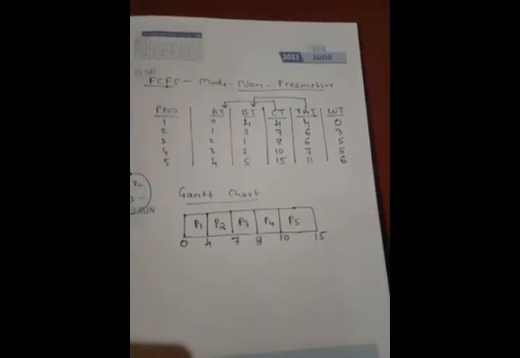Again, there is a formula: the difference between TAT and BT, or turnaround time and burst time. Now, what is the difference between turnaround time and burst time? 4 minus 4, 0. 6 minus 3, 3. 6 minus 1, 5. 7 minus 2, again 5. 11 minus 5, which is nothing but 6, isn't it? Fine. So these are the waiting times.